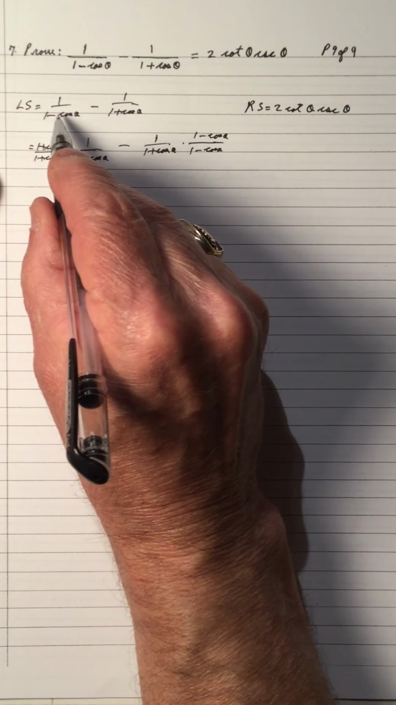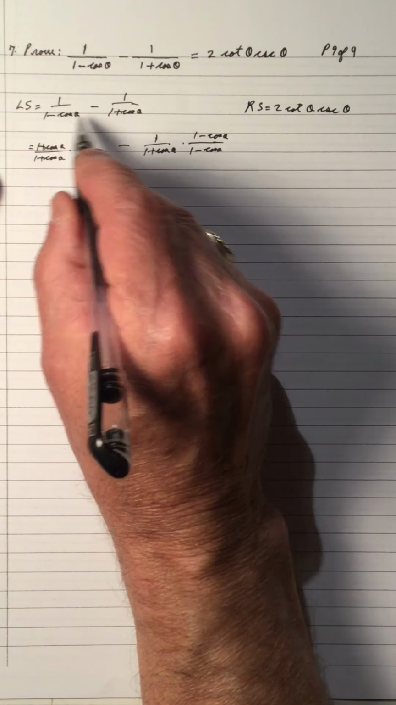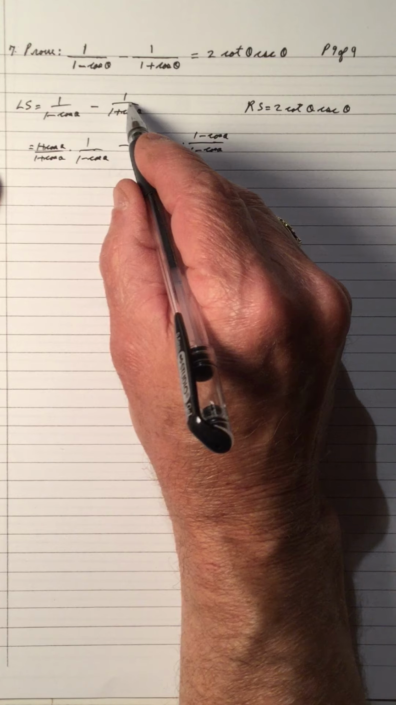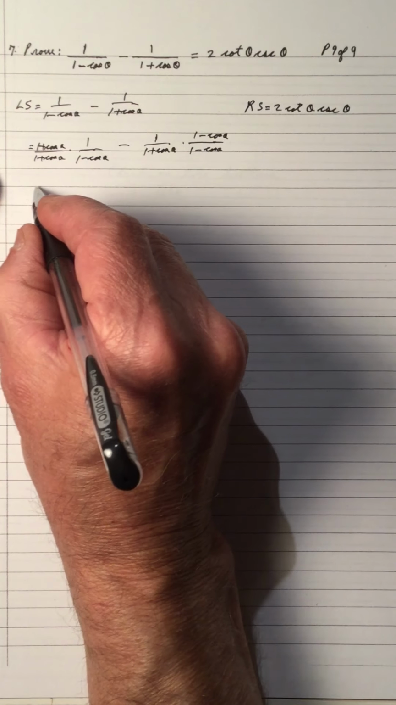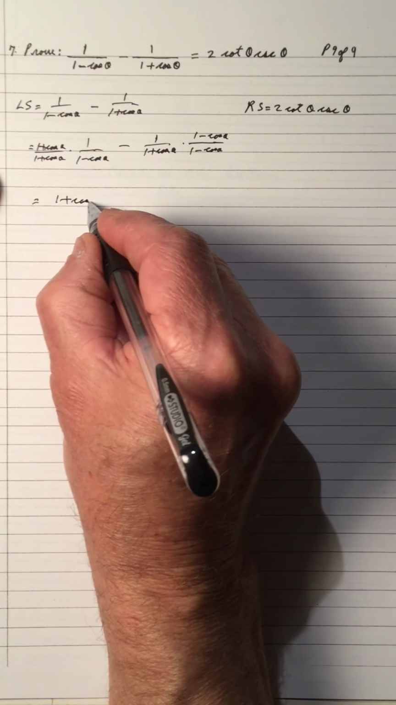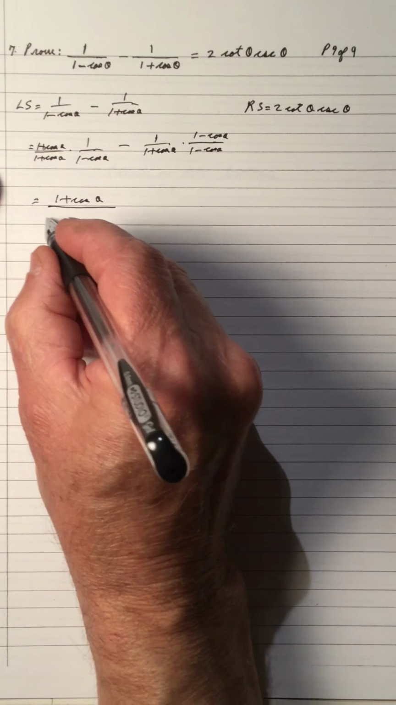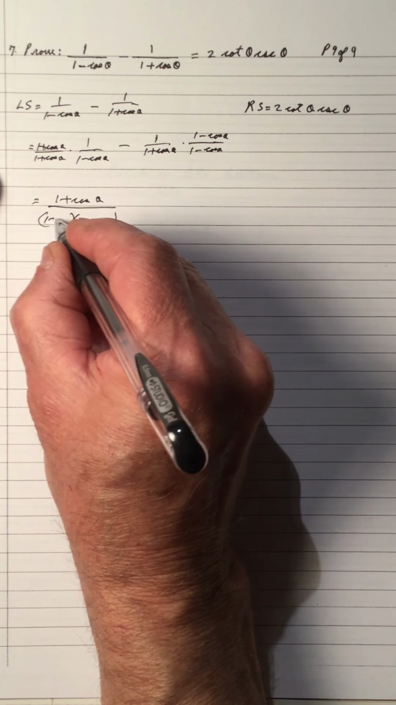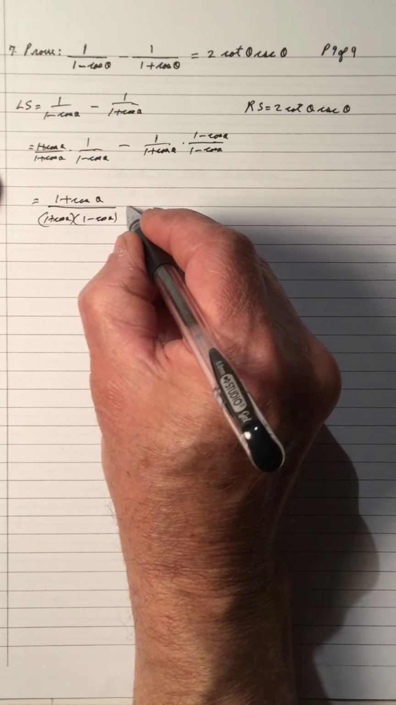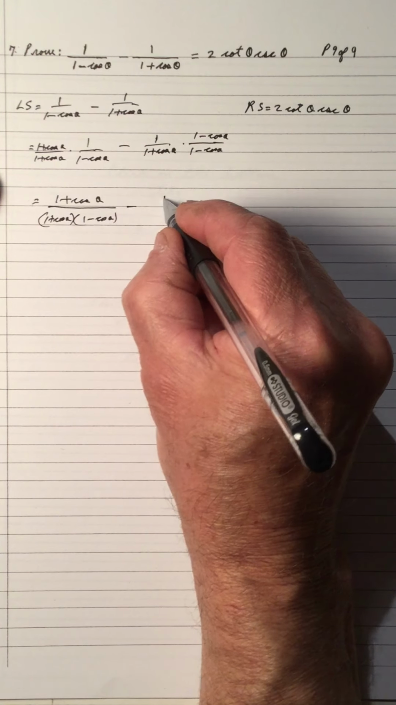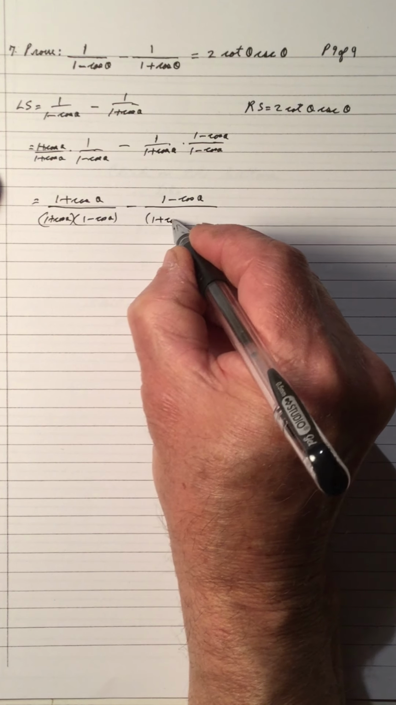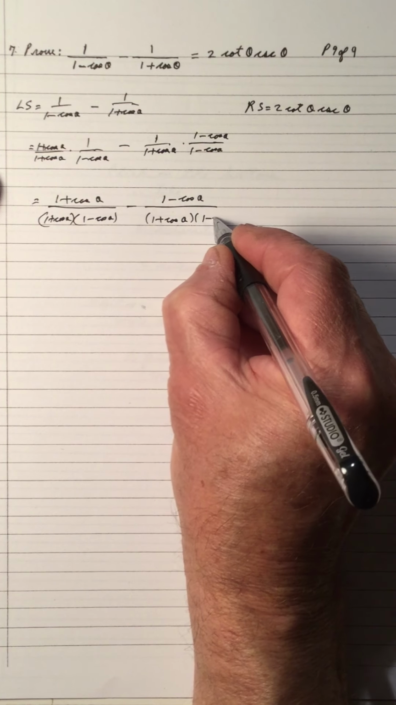Again, the denominators are different, so you multiply this one by 1 plus cos over 1 plus cos. You multiply this one by 1 minus cos over 1 minus cos, and that gives you 1 plus cos times 1. There it is. And the common denominator is 1 plus cos theta, 1 minus cos theta. And 1 times 1 minus cos is 1 minus cos theta, all over 1 plus cos, 1 minus cos.